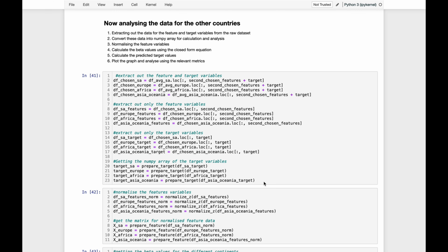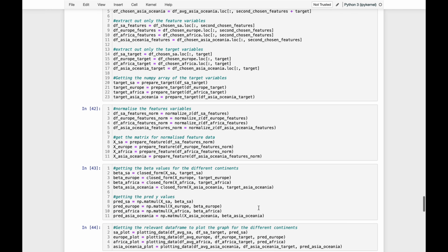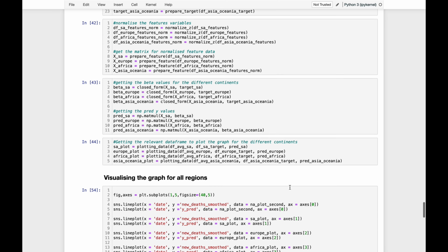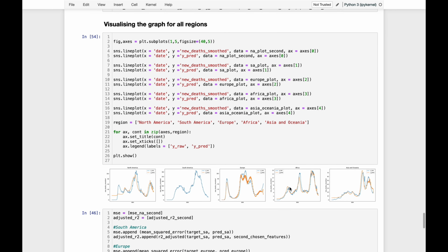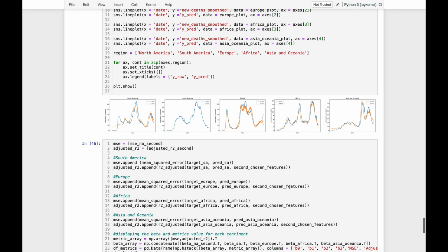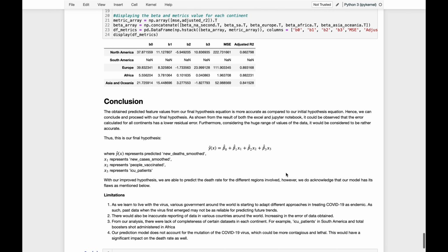Afterwards, calculate the minimum beta values using a closed form equation. Then after that, calculate the predicted target values. Then lastly, getting the relevant data frame to plot for the different continents. Afterwards, I use a subplot to visualize the graph for all the regions and also create a data frame to include all the relevant beta values and also the metrics.